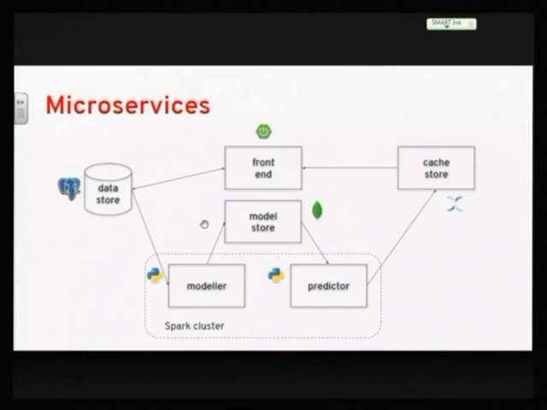For instance, we had three main areas in this recommender system. We had the front-end, user-facing component. We had the storage components, which would be the data store, the model store and the cache store. And we had the machine learning specific bits. Common to these last two services, the modeler and the predictor, they would be the only ones using a Spark cluster. So they'd be sharing a Spark cluster to do all the machine learning tasks, such as the prediction, the model training, and also the testing and diagnostics of the model.